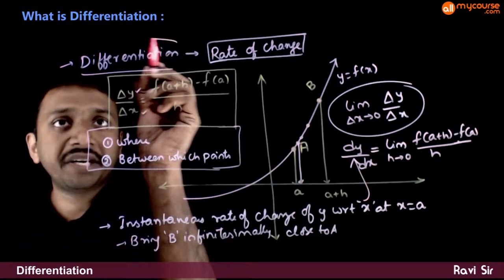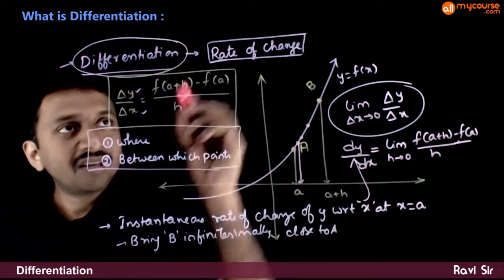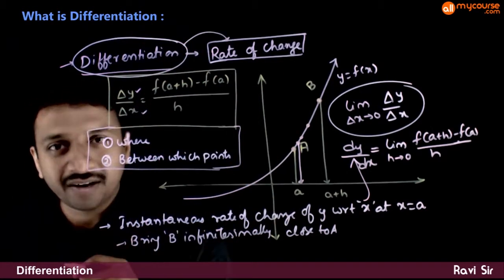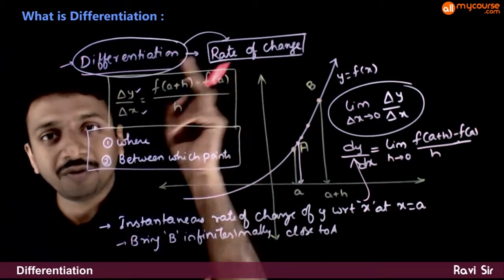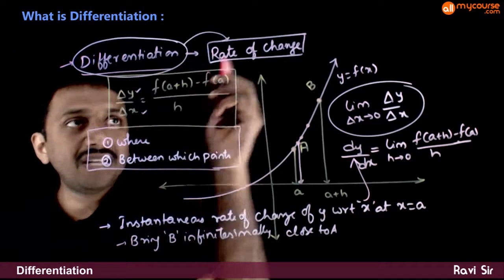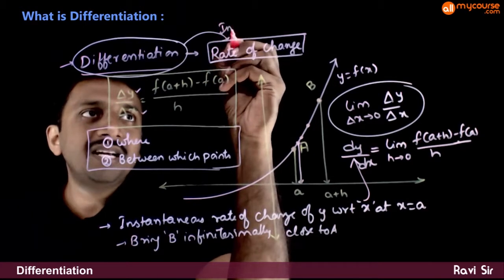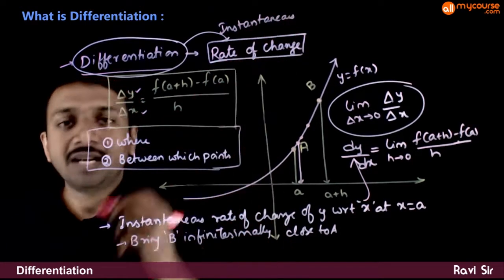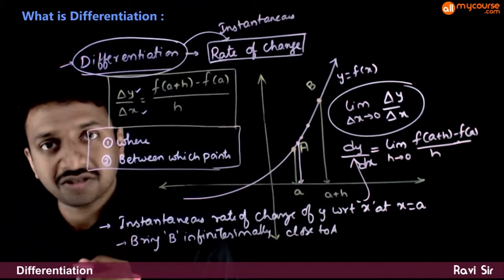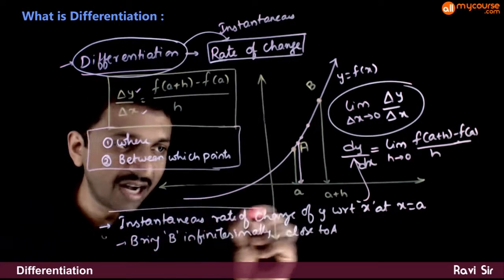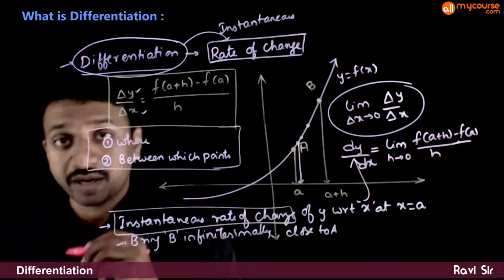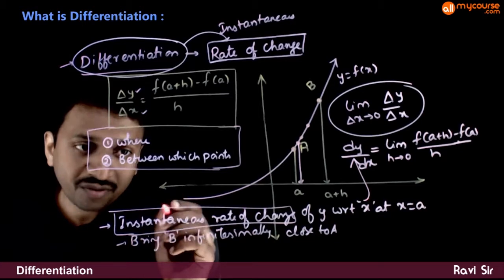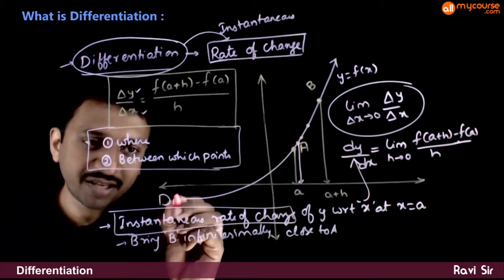So what is the effective meaning of differentiation? Differentiation is rate of change, but a slightly more qualified rate of change. We have an adjective before this rate of change. So differentiation is the instantaneous rate of change. Instantaneous rate of change of y with respect to x. So this whole phrase can be removed or replaced by differentiation.